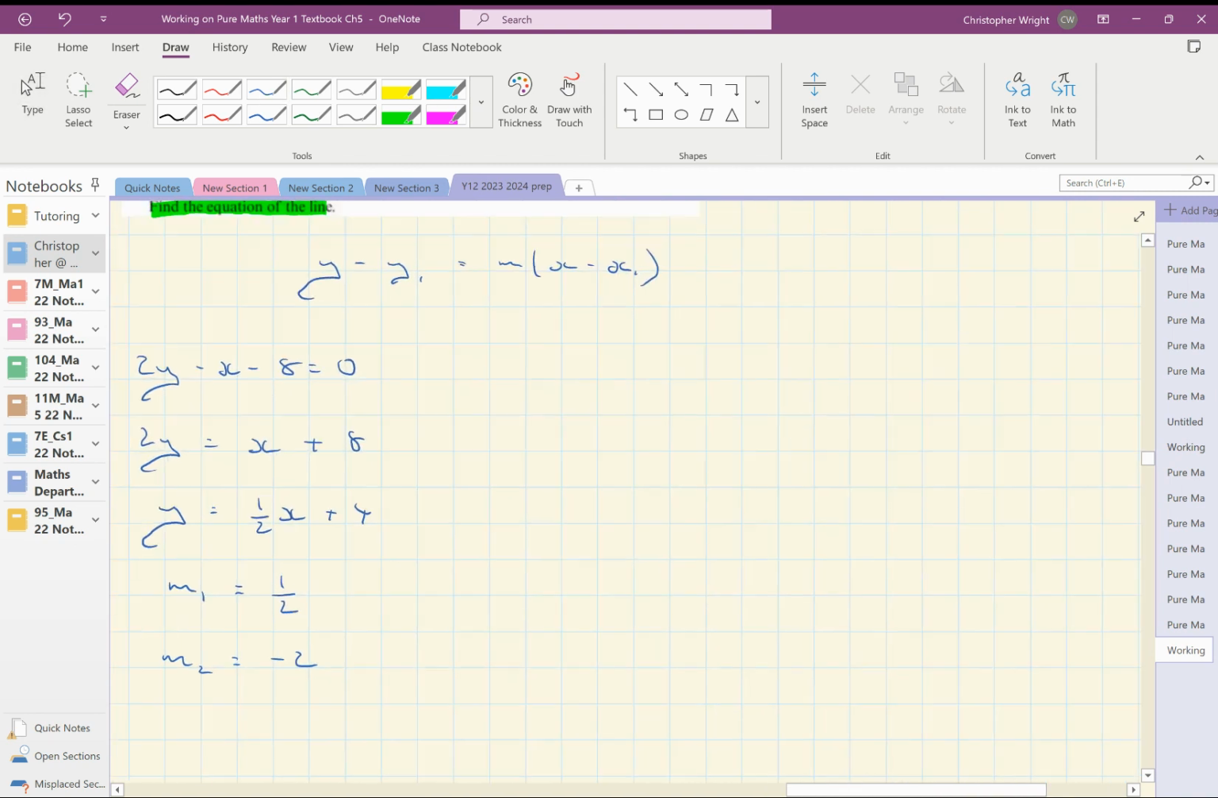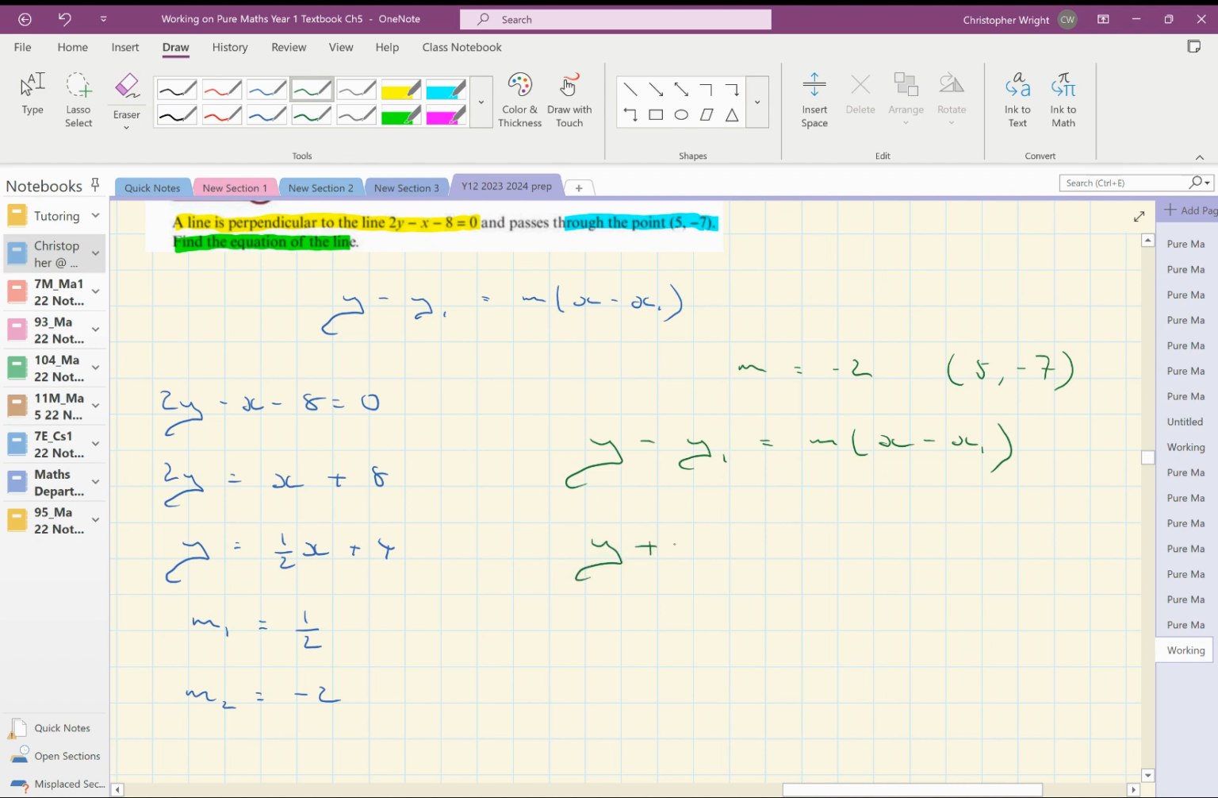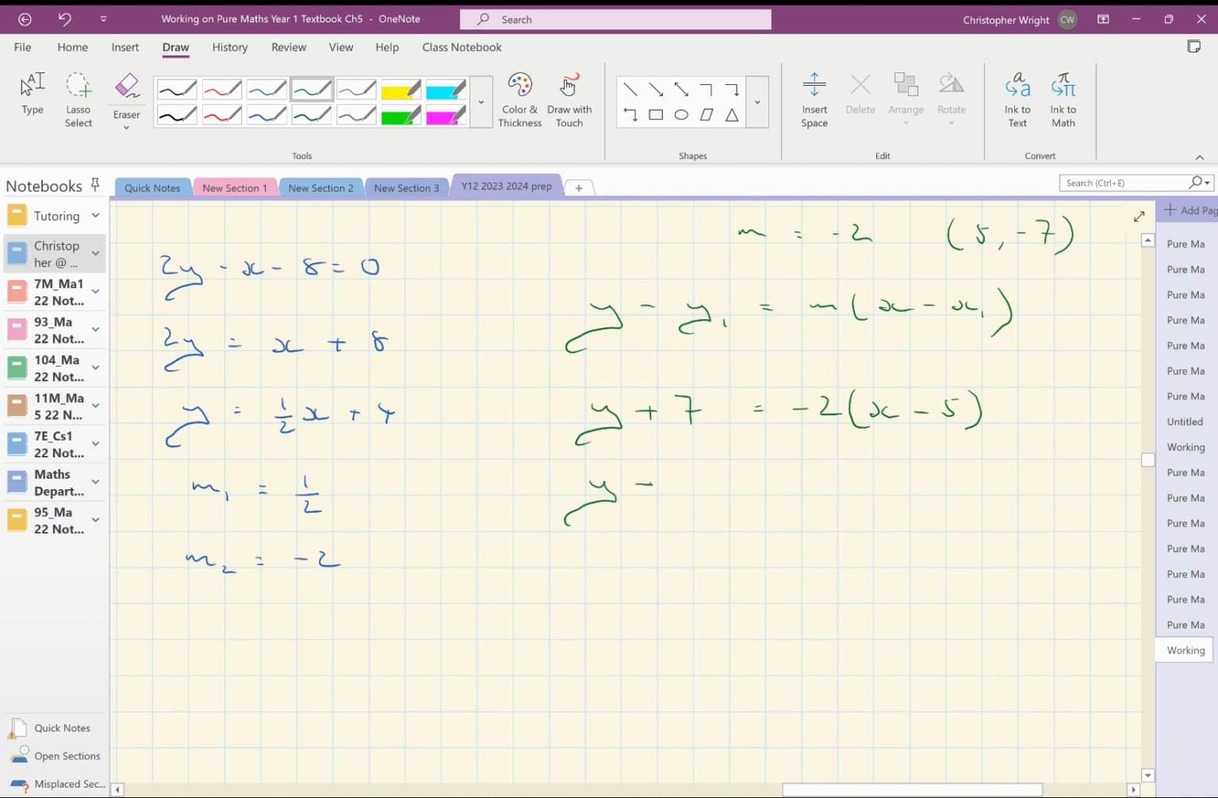So my line has a gradient of minus 2, and we know that it goes through the point (5, minus 7). So I can now work out the equation of my line by using this equation here. So I've got y minus minus 7, so y plus 7 equals minus 2 lots of x minus 5, which gives me y plus 7 equals minus 2x plus 10, which gives me y equals minus 2x plus 3.